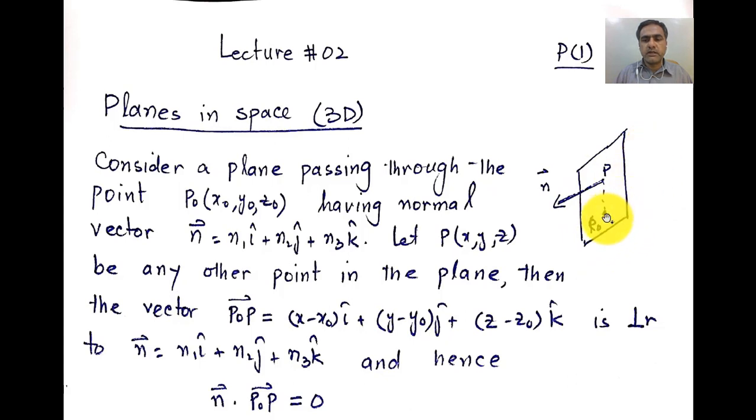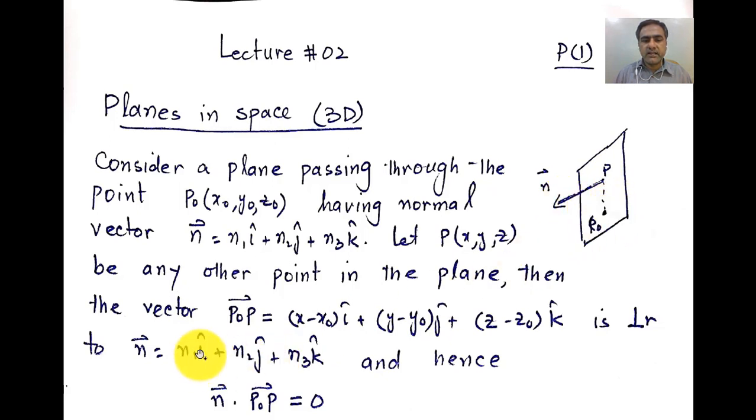One of them is a point through which the plane passes, which is given by P naught. Another one is a normal vector with this representation. So now if I take any other point P in this plane, and if I construct this vector P naught P, then by definition this vector P naught P is perpendicular to this normal vector.